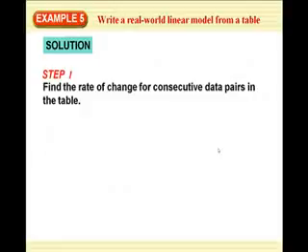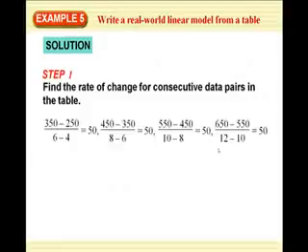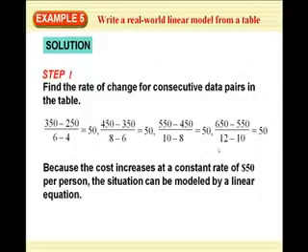Let's see, I think we do that. Find the rate of change for consecutive pairs. By consecutive pairs, that means ones that are right next to each other. So each one of them has a slope of 50. So it is a linear equation. You can model it by the linear equation.